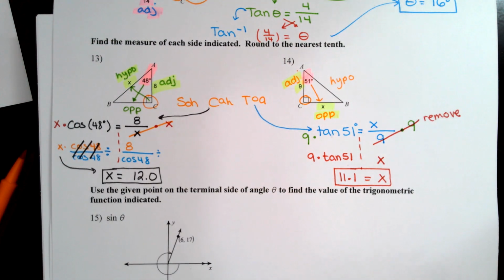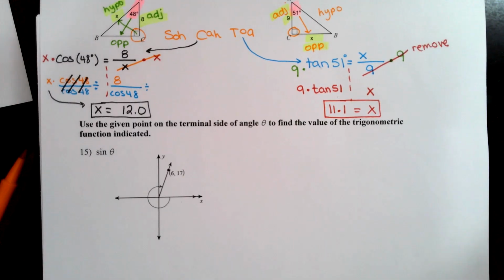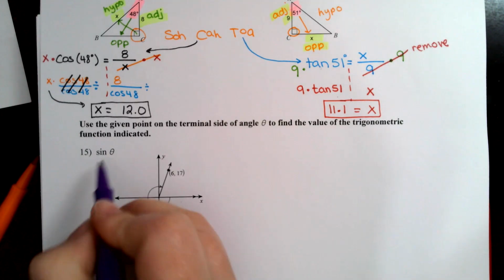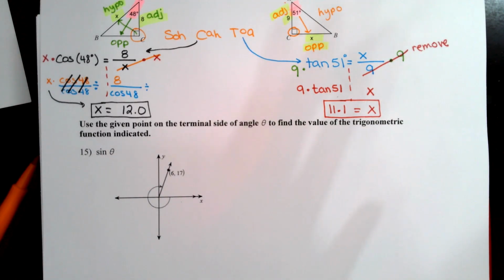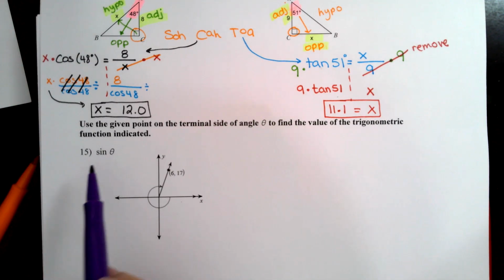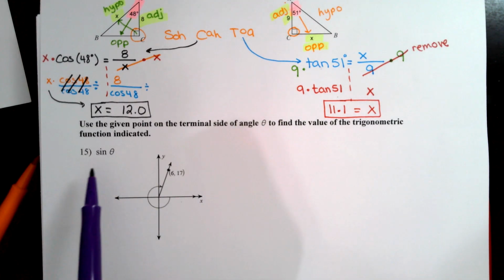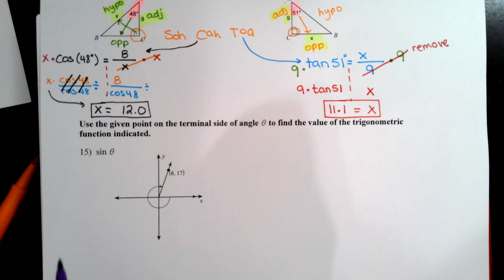Okay, moving on, question number 15. Use a given point on the terminal side to find the value of sine. This one is asking for sine, but make sure on the exam it will ask you for sine, cosine, tangent, secant, cosecant, cotangent. So make sure that you are able to do a question like this, not just for one, but for all 6 of your values.